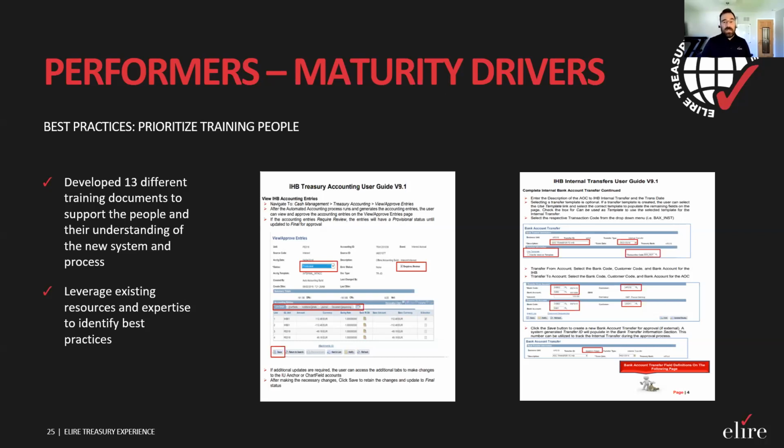So we developed 13 different training documents to support the people and their understanding of the new system and processes within that system. And we leveraged existing resources and expertise to identify best practice. At the end of the day, because we prioritized those people and the level of training that they needed, Treasury truly ended up seeing a huge increase in performance.